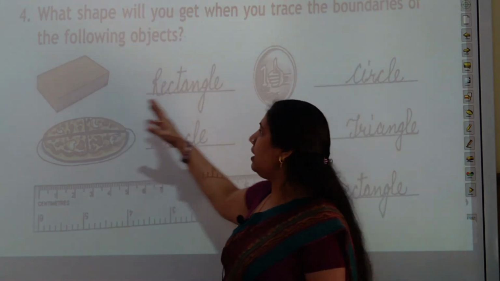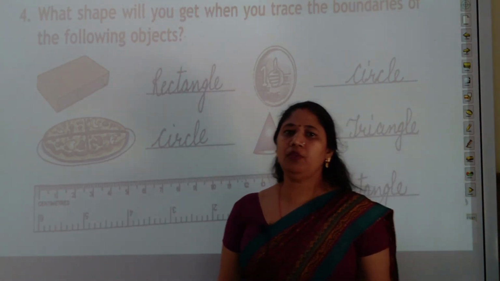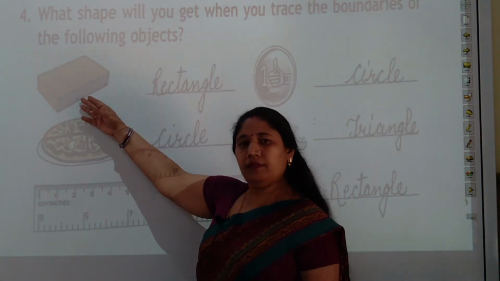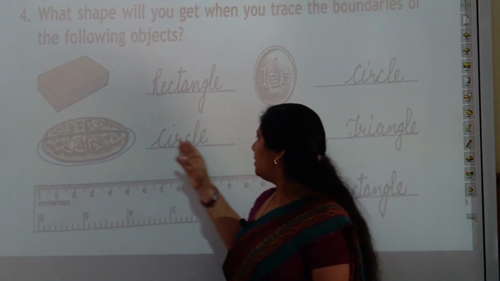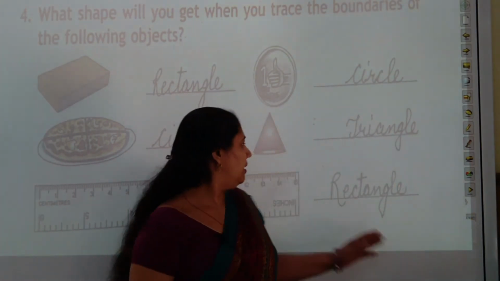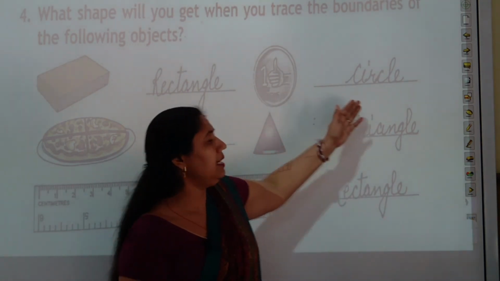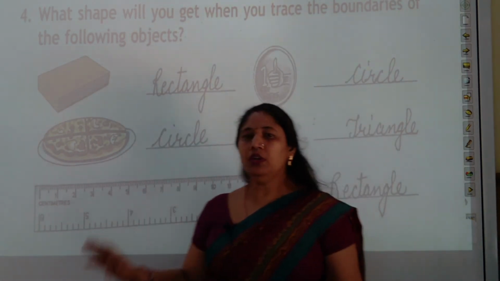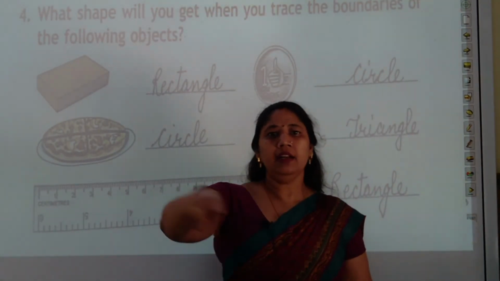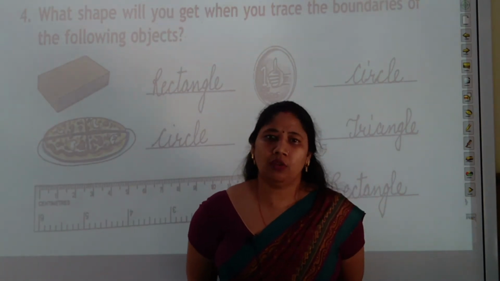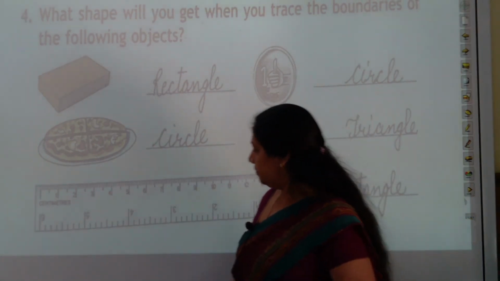There are so many objects that we can trace on a paper. Which shape will you get? Duster, rectangle. Pizza base, circle. Scale, rectangle. A birthday cap, triangle. A coin, circle. So you have to take some things, place them on a paper and trace their boundaries. Find out which shape you get.